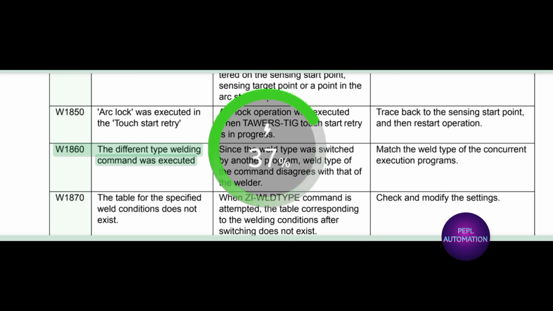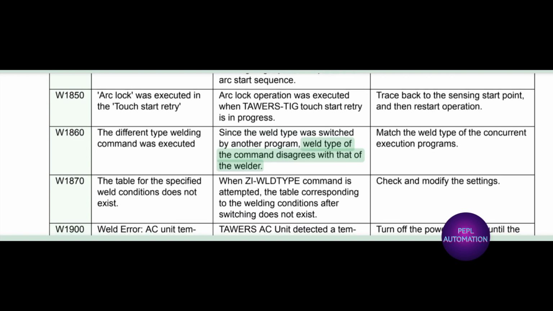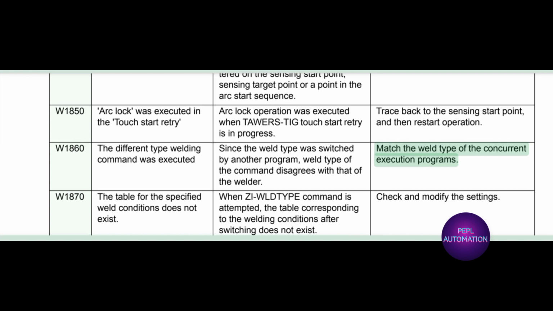W1860 the different type welding command was executed. Since the weld type was switched by another program, weld type of the command disagrees with that of the welder. Match the weld type of the concurrent execution programs.